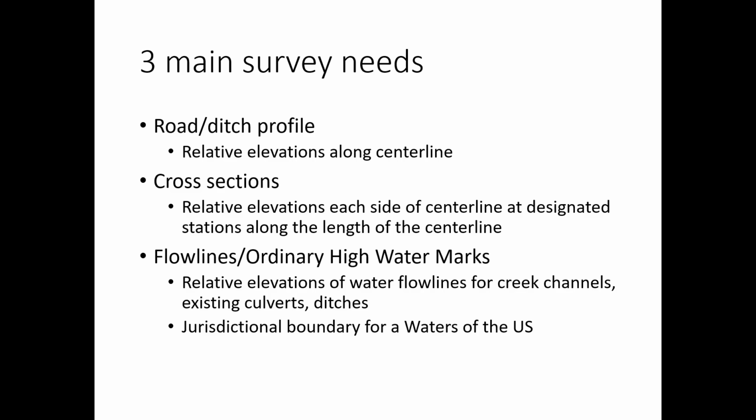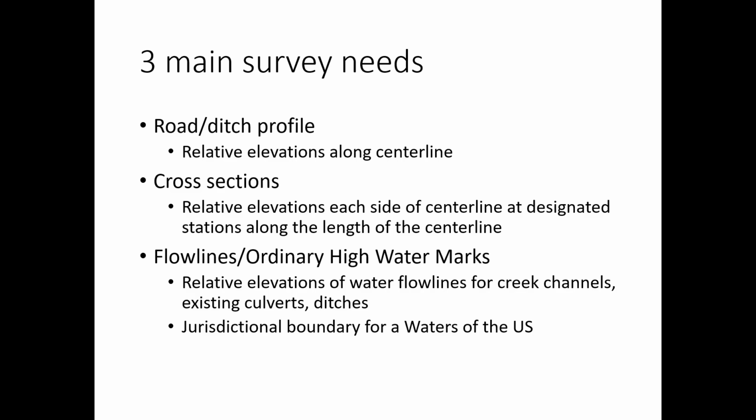Shooting a cross section is taking relative elevations on each side of the center line at a designated station along the length of the center line. So the profile runs all the way down the center line for as far as you need it to. And a cross section is taking a spot along the center line, generally at the same stations you would use for your profile, and then cutting laterally across and taking a look at that.